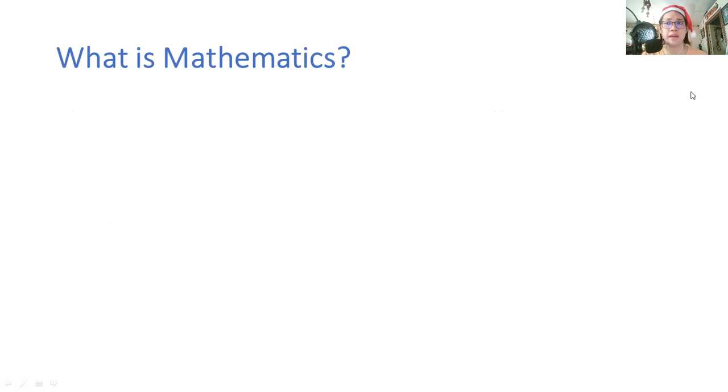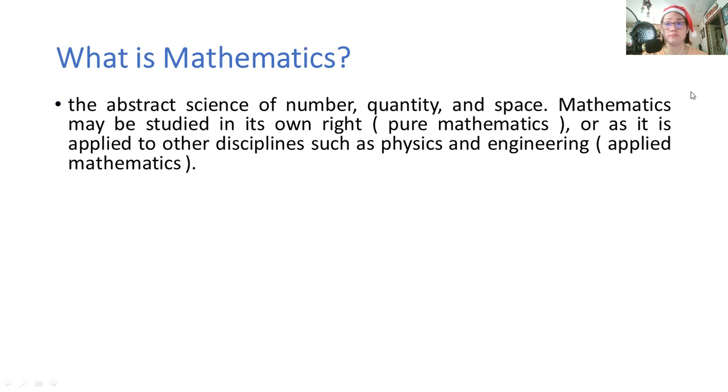Now, what is mathematics? How do we define mathematics? In another definition, we define mathematics as the abstract science of number, quantity, and space.